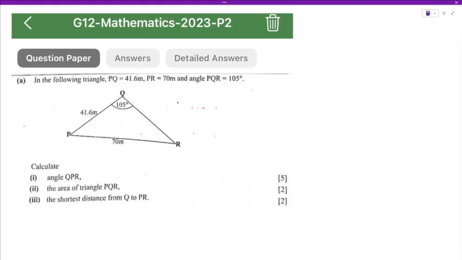Our question says, in the following triangle, PQ is equal to 41 centimeters, that side there, PR is 70, and then angle PQR is 105. Again, how do you know whether this is the sine rule or the cosine rule? Because that is the biggest question. If you are unable to determine whether you need to use the cosine rule or the sine rule, you won't be able to answer this question. So there are certain checks you need to make. In order to use the sine rule, you need to know at least one side and its corresponding angle. As you can see, both of these values are given.